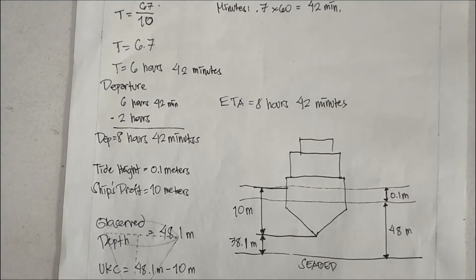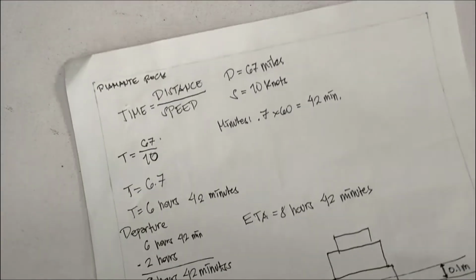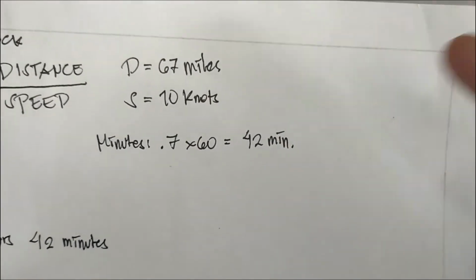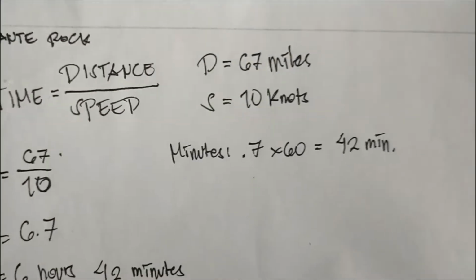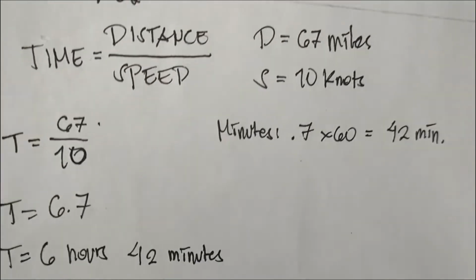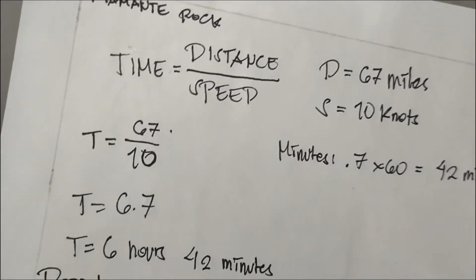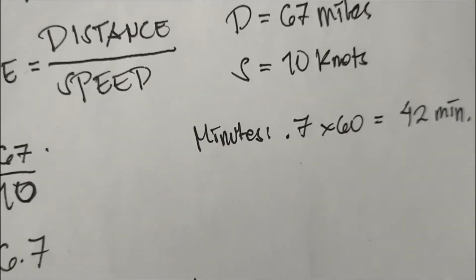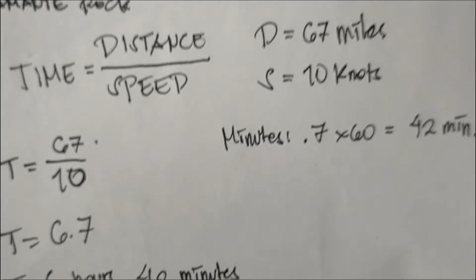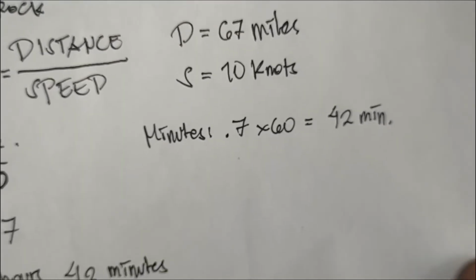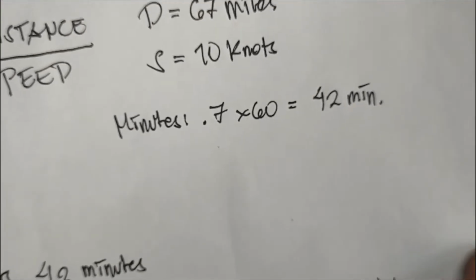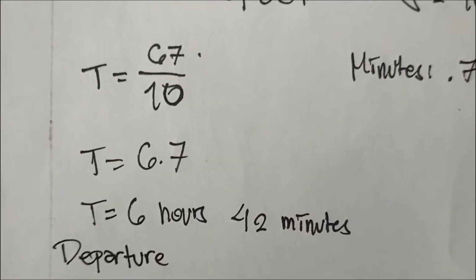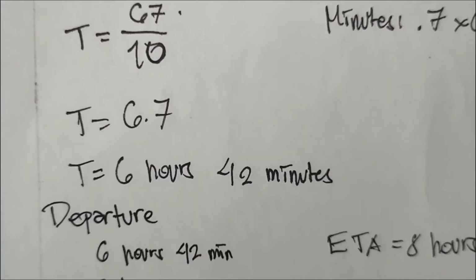In finding the estimated time for the Diamante Rock, we have a formula: time equals the distance over speed. The distance is 67 miles. We get 67 miles from the subtraction of 141.3, the to-go distance of Tacloban Pilot Station, minus the to-go distance of Diamante Rock, which is 74.4. So we'll get 66.9 and round it up, so we'll have 67 miles. The speed is 10 knots. We simply divide 67 by 10. So time is equal to 67 over 10, and time is equal to 6.7 hours.